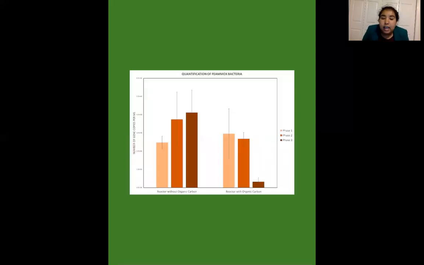And then finally, we'll see the quantification of Feammox bacteria measured through number of gene copies per milliliter in both reactors at 3 different phases. It's important to note that I was only involved in the last phase, but that all 3 phases were shown. So you could see the increasing trend in the reactor without organic carbon and the decreasing trend in the reactor with organic carbon when it comes to the quantification of the Feammox bacteria present.